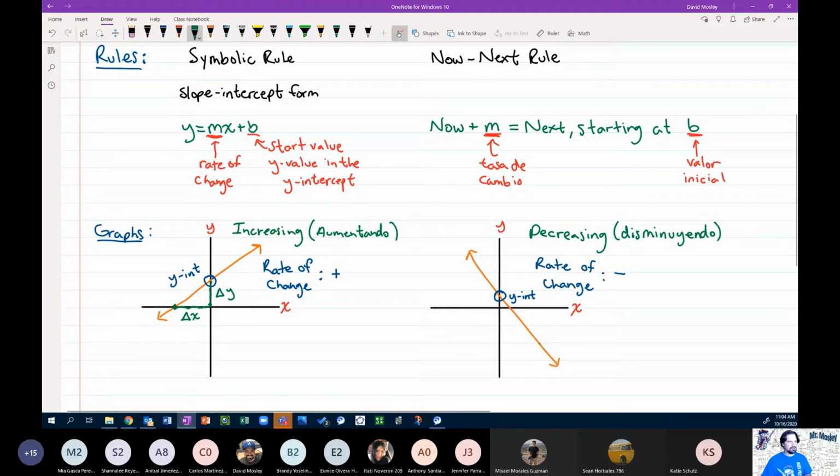In this example, if I'm using this point and the y-intercept, we have a change in y that's negative, and a change in x that's positive. Remember that little triangle is change. Okay.